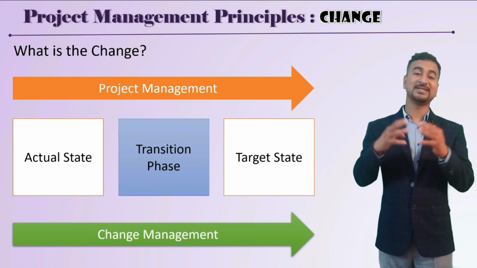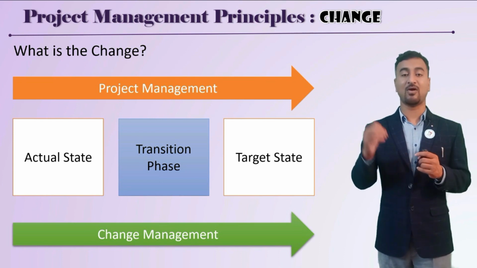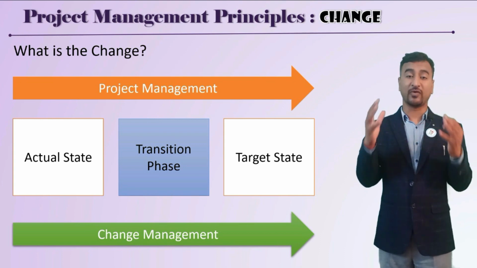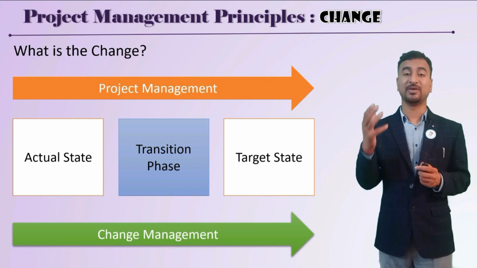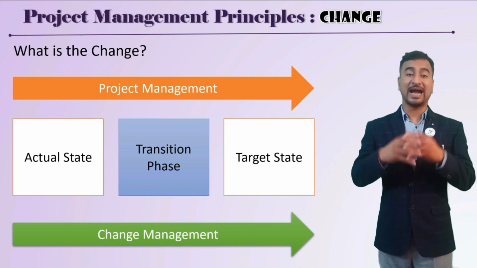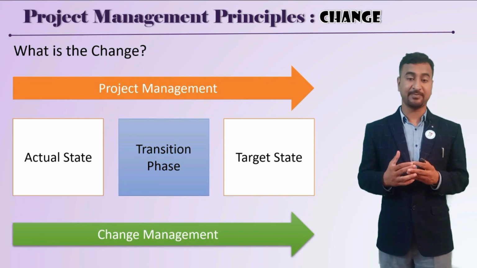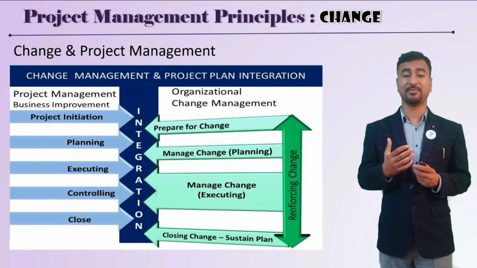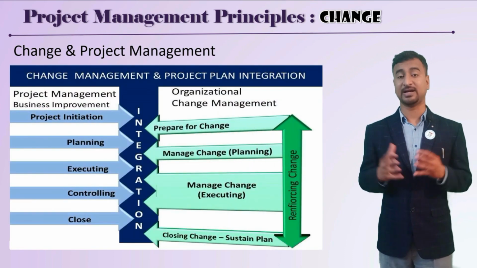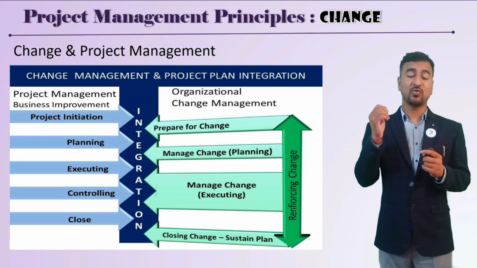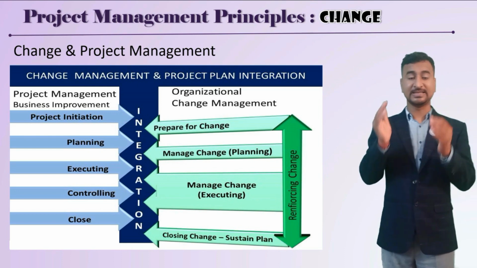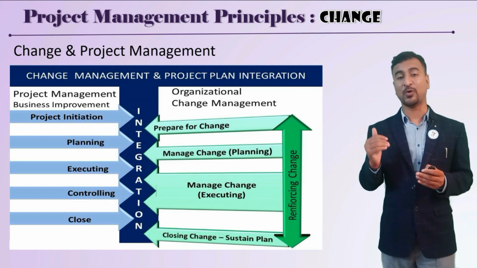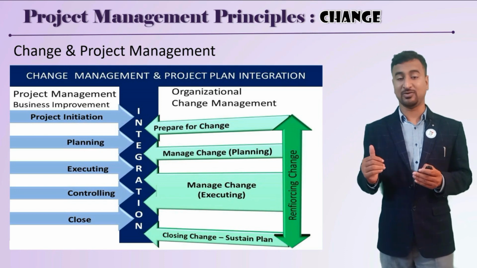But change management is something bigger, kind of overlapping project management, where the organizational transformation, the change of mindset, or the entire transformation of the organization happens. Let's understand in detail how change correlates with project management. As you see here, project management has five different stages: initiation, planning, execution, monitoring and control, and closing.